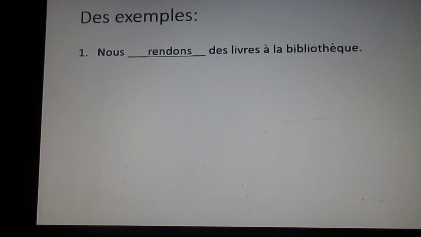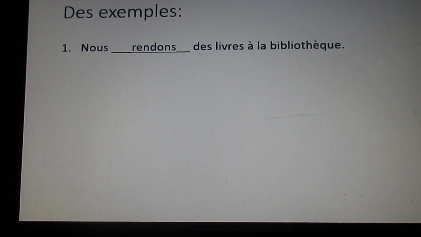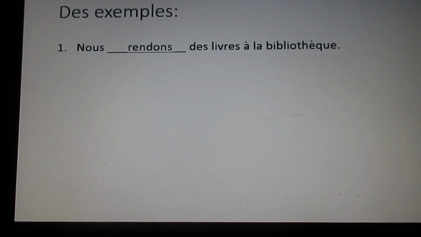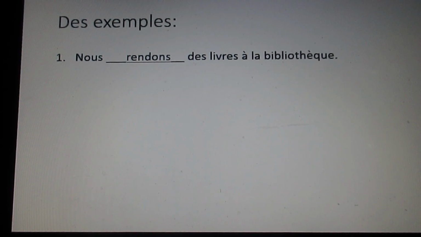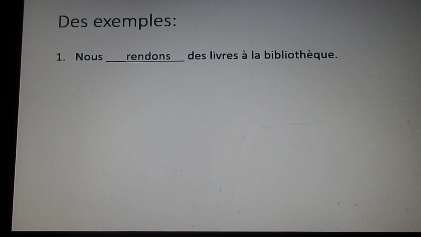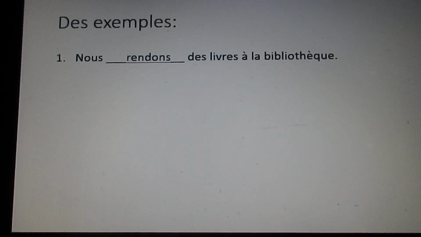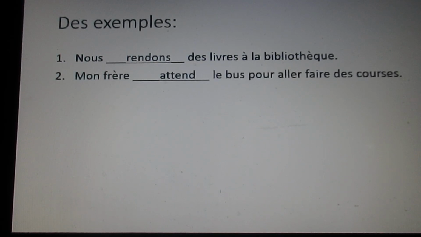So, let's look at des exemples. Nous rendons des livres à la bibliothèque. So I have my verb, rendre. I took off my RE. I noticed that the subject said nous, so I'm going to add ONS, nous rendons.